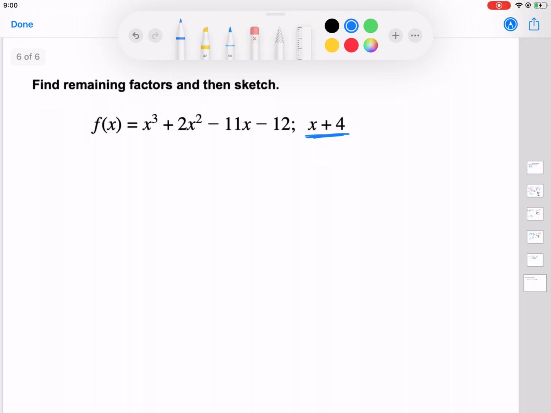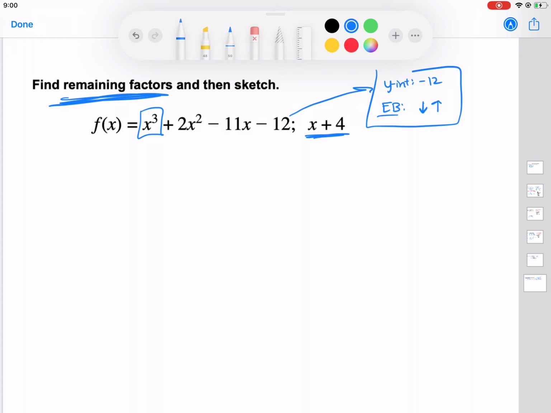So likewise on this one, without even factoring, I could easily say, well, the y-intercept is the negative 12. And then my end behavior, well, it's x cubed. So my right arrow, since it's a positive x cubed, is up. And since it's an odd degree, that means the arrows need to go opposite directions, so we're going to go down up. So really, finding the remaining factors just helps us find our x-intercepts, which we know one of them, by the way, is going to be negative 4.